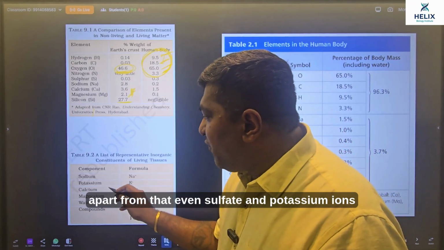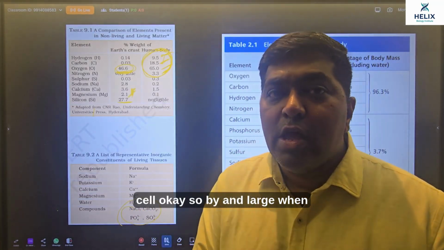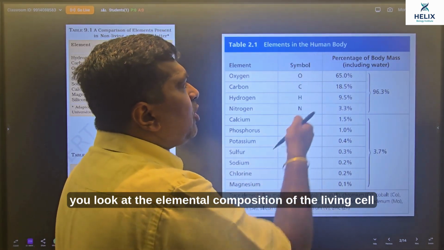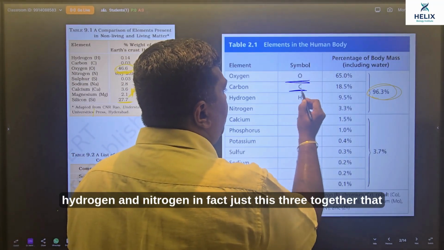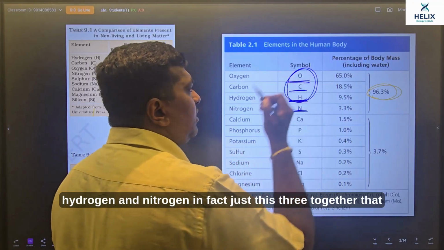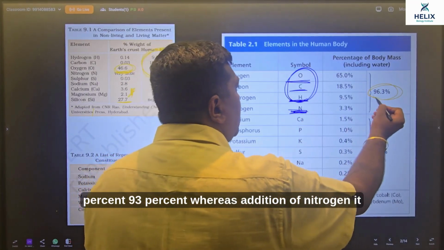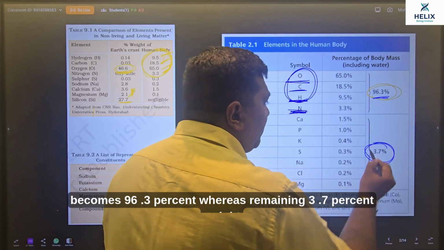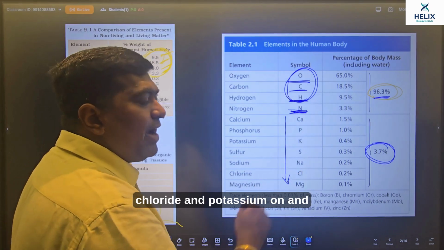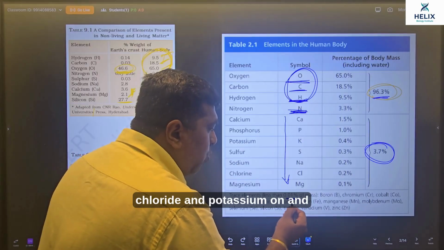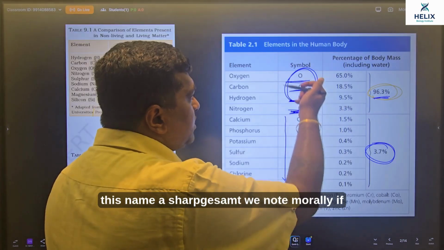Apart from that, sulfate and potassium ions or compounds are also present in the living cell. By and large, when you look at the elemental composition of the living cell, 96.3% is oxygen, carbon, hydrogen and nitrogen. In fact, just oxygen, carbon and hydrogen together form 93%, whereas with the addition of nitrogen it becomes 96.3%. The remaining 3.7% weight of the human body is from calcium, phosphorus, potassium, sulfur, sodium, chloride and magnesium. Apart from that, 0.01% is because of boron, chromium, cobalt, copper, etc. as well. So definitely students, this is a very important MCQ point.